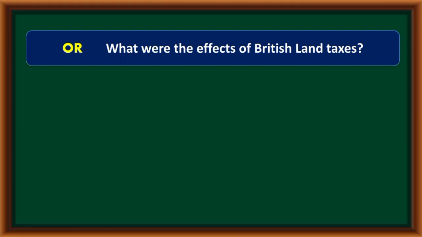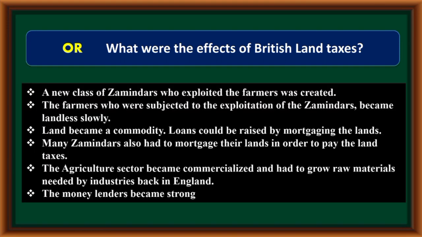Or, what were the effects of British land taxes? A new class of zamindars who exploited the farmers was created. The farmers who were subjected to the exploitation of the zamindars slowly became landless. Land became a commodity; loans could be raised by mortgaging the lands. Many zamindars also had to mortgage their lands in order to pay the land taxes. The agricultural sector became commercialized and had to grow raw materials needed by industries back in England. The moneylenders became strong.